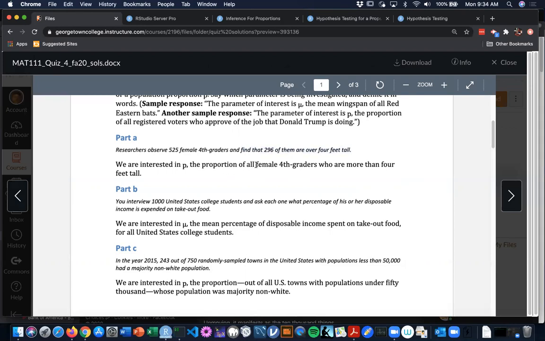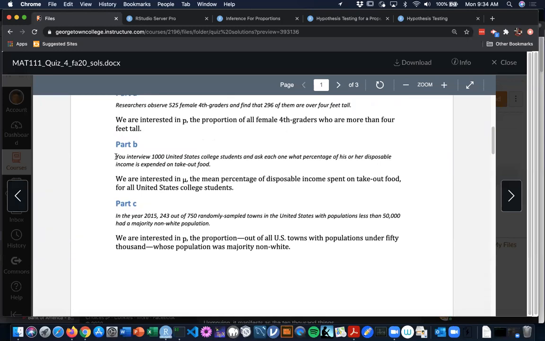It must be the proportion of all female fourth graders who are more than 4 feet tall. Notice I say all female fourth graders, the population that they're sampling from. If you said that P was the proportion of the 525 fourth graders who are more than 4 feet tall, that's wrong. That would be a sample proportion. You got to distinguish very carefully between a population proportion and a sample proportion. Distinguish between your population and your sample.